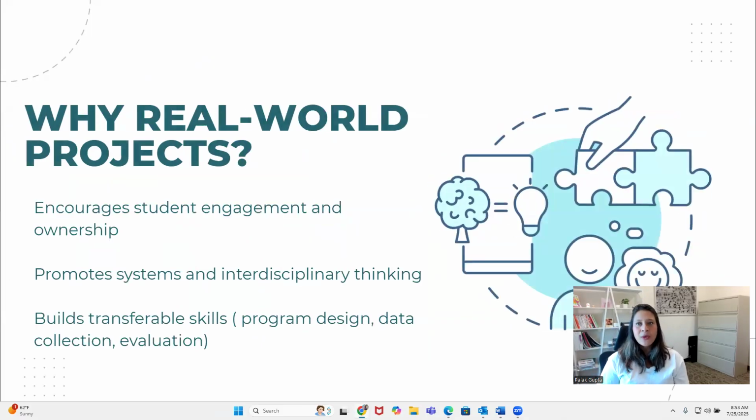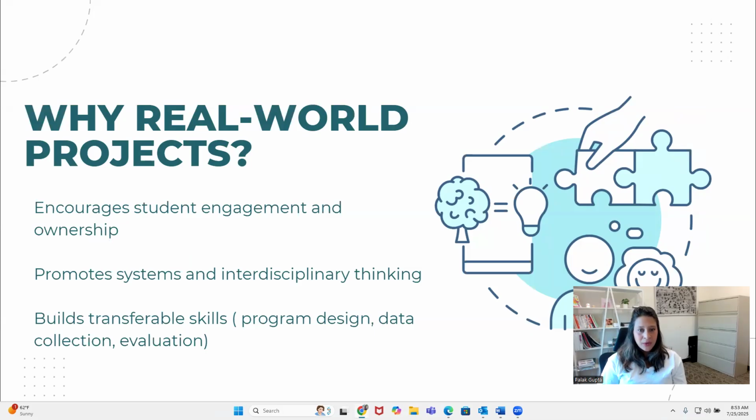So let's talk about why real world projects are invaluable in this course. First, they drive students' engagement and ownership. When students work with real issues which are actually occurring in our community, they are more invested in the learning process. These projects also promote systems and interdisciplinary thinking. Students learn the bigger picture of how different disciplines can come together and solve complex problems.